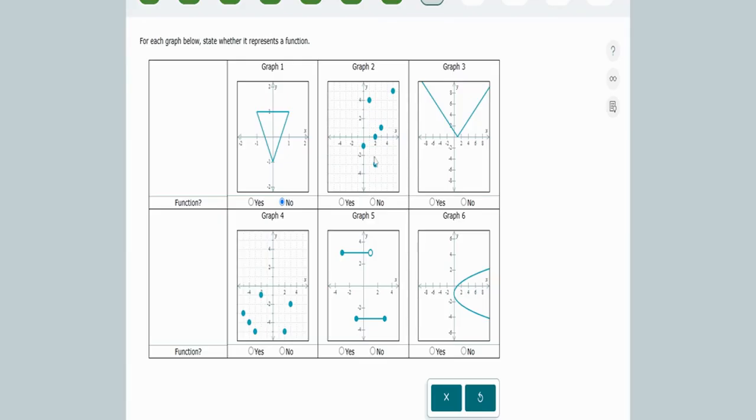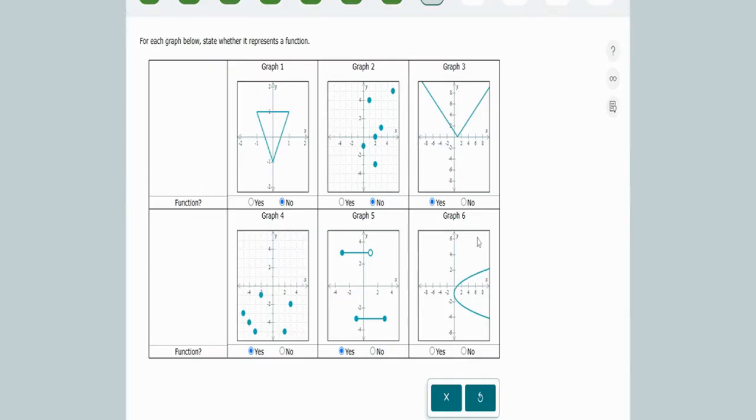Over here, a vertical line right here will hit a couple of these dots twice, so that's not a function. A vertical line will hit this V-shaped graph only once at any one point, so that is a function. This one, a vertical line would only hit 1 dot at a time, so yes. This one, you can see a couple of places where these are overlapping just enough that a vertical line would hit more than once. So yes, that's a function.